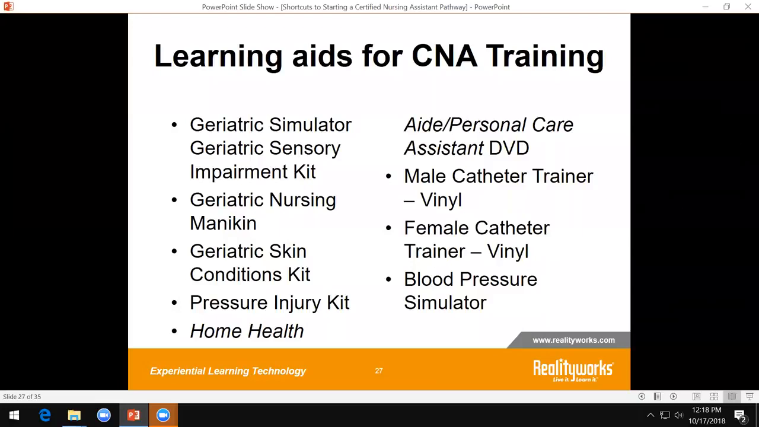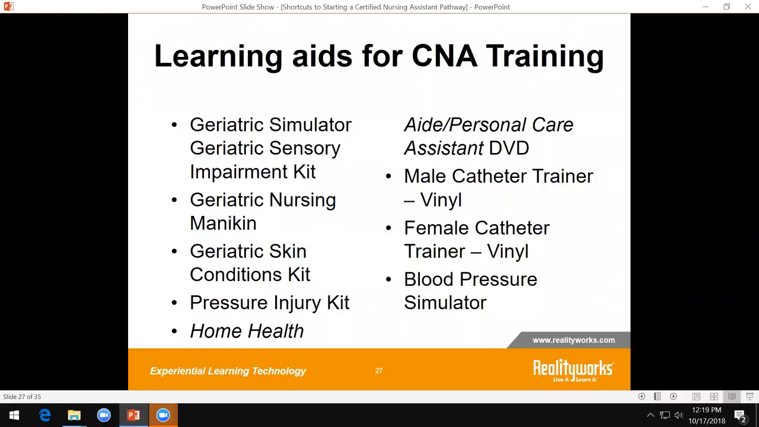So for example, the geriatric simulator, you put it on and it simulates many common conditions of aging. Once your students have walked in the shoes of a geriatric patient, they will never treat their patients the same again. The same with the sensory impairment kit. They experience what it's like to live with an essential tremor, what it's like to have hearing loss or hearing impairment. And they also learn what it's like to have moderate to severe arthritis.